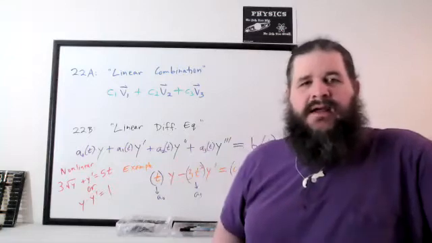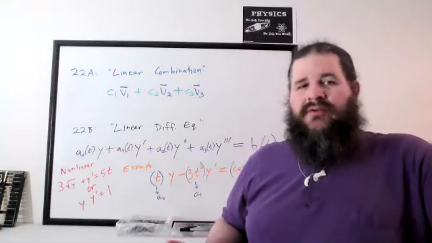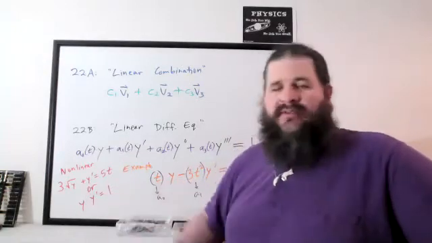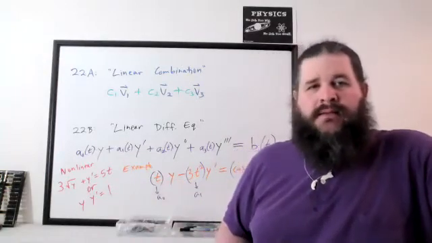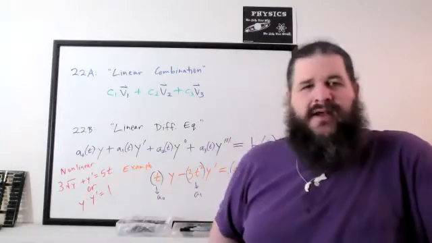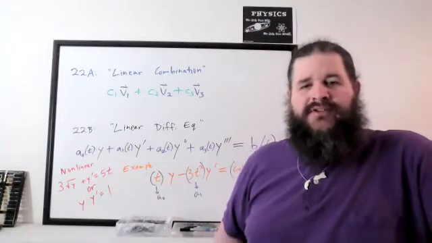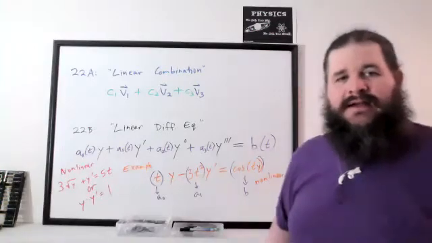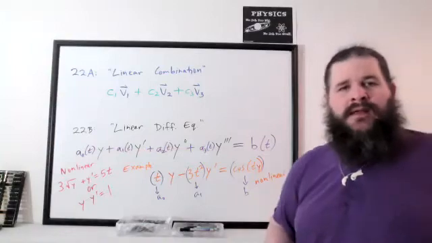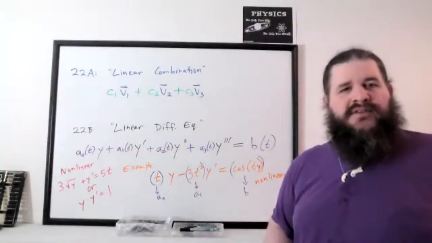So anytime you've got y or one of its derivatives being multiplied by each other, or y or one of its derivatives raised to a power other than 1, or square roots of y, or cosine or sine, any trigonometric functions of y or its derivatives, that would make it nonlinear because there's no way to write it in this format. Any questions on that so far?